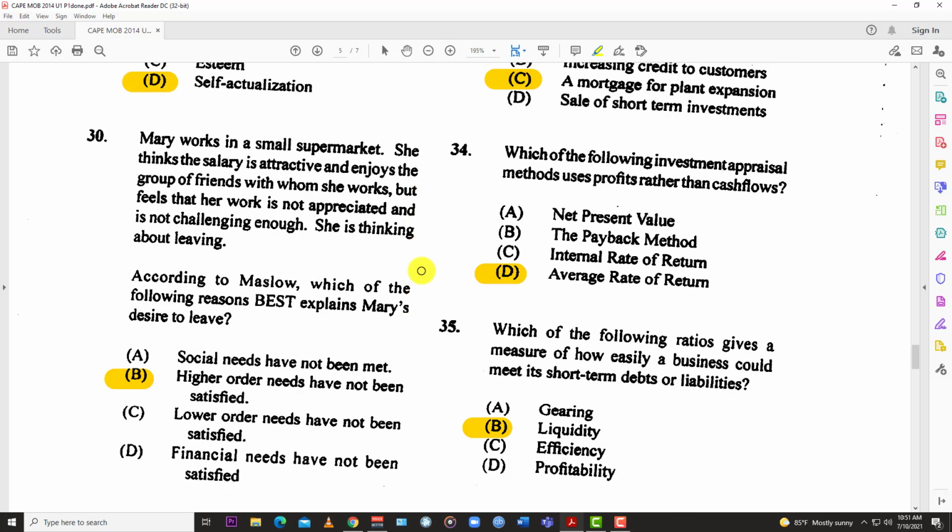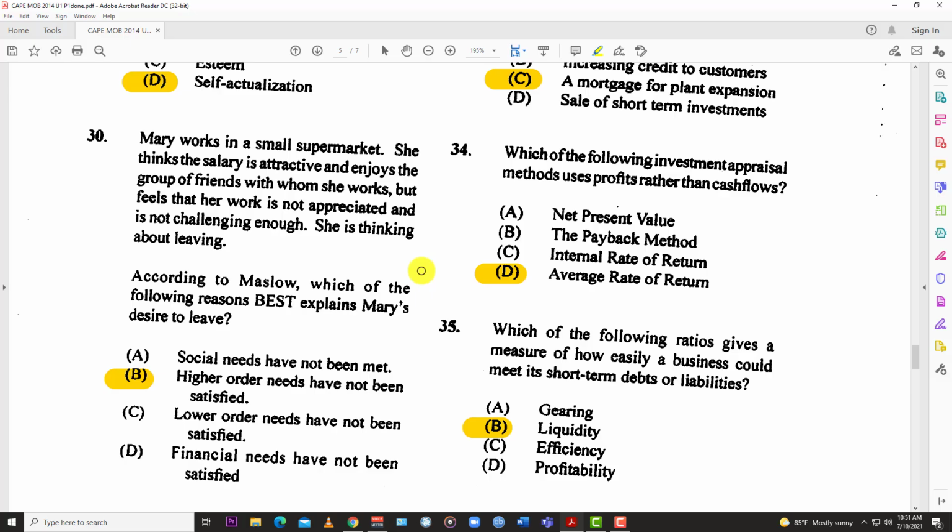Mary works in a small supermarket. She thinks that the salary is attractive and enjoys the group of friends with whom she works, but feels that her work is not appreciated and is not challenging enough. She is thinking about leaving. According to Maslow, which of the following reasons best explain Mary's desire to leave? And so, look at Mary now. She works in a supermarket, so her salary is attractive, so her security needs are met.